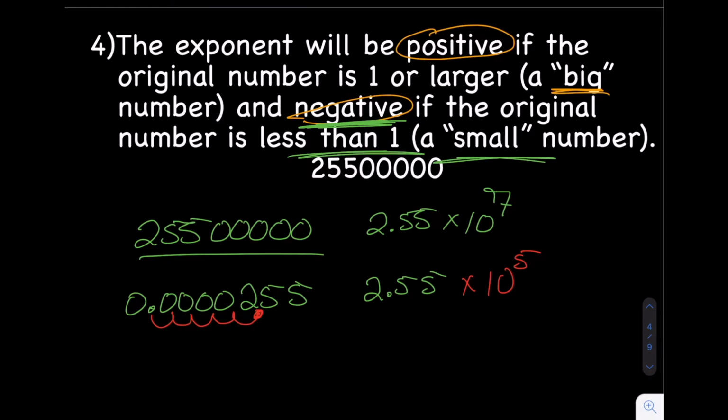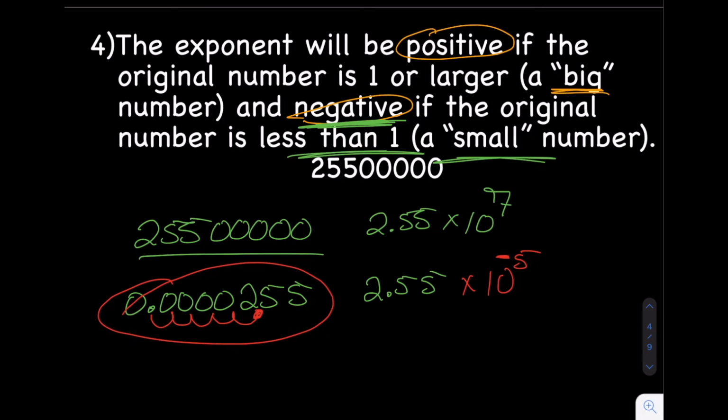But that can't be right. Our original number here is a small number. So it's 2.55 times 10 to the negative 5, indicating you're going to move the decimal to make a small number, or you're going to move the decimal to the left. All right, hopefully you feel okay about turning a standard number into scientific notation.